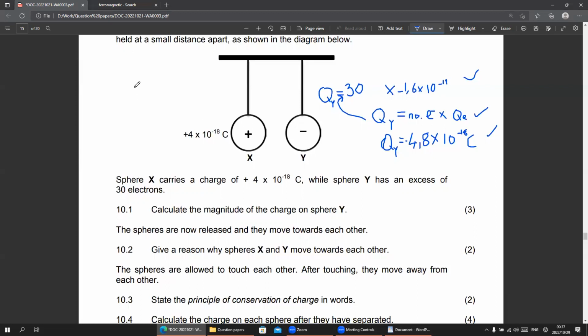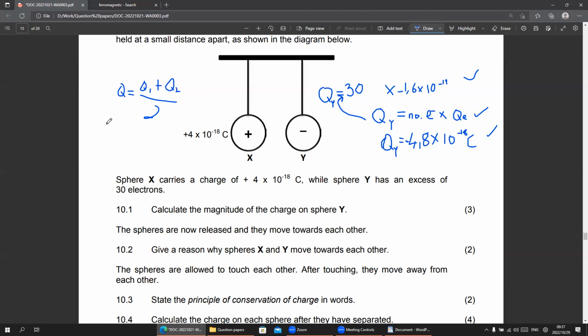Our equation is Q1 plus Q2, divided by 2. That's how you find your charge, right? So this is negative 4.8 times 10 to the exponent 18, and this is positive. Oh yes, this one is in the positive count. Yes, sorry. This is 4.8 and this is 4. I'm sorry about that.